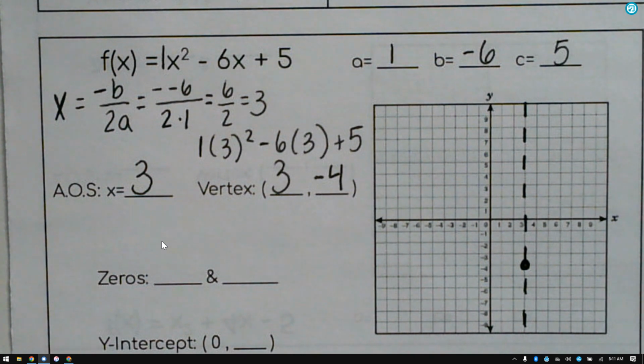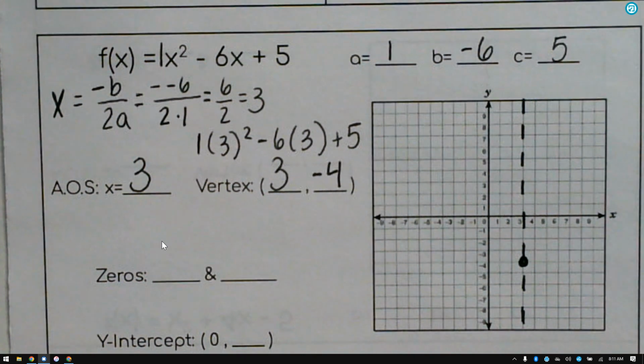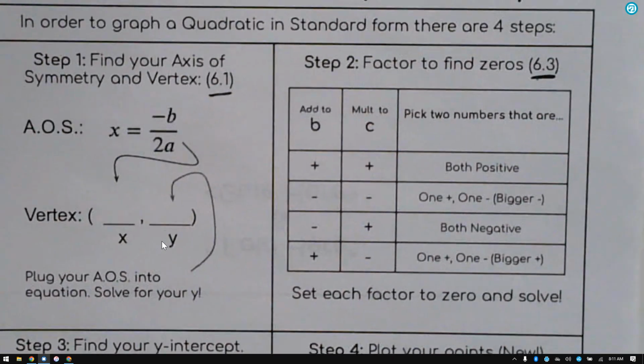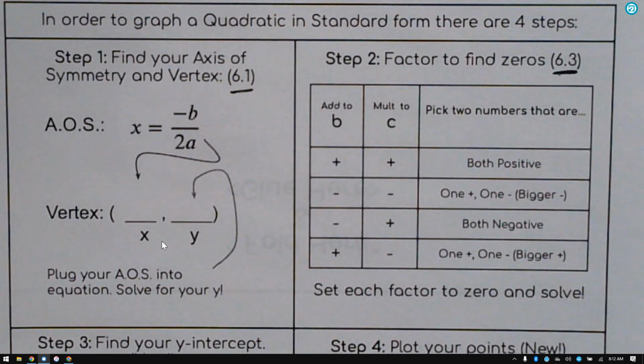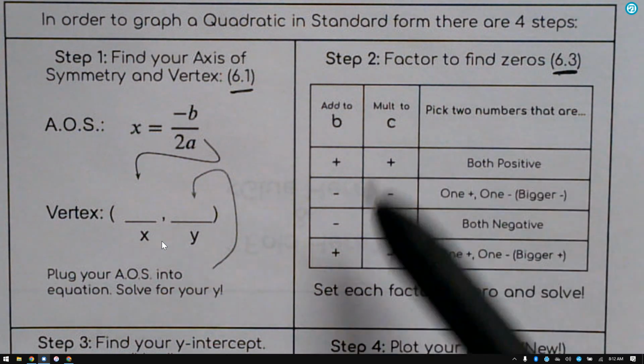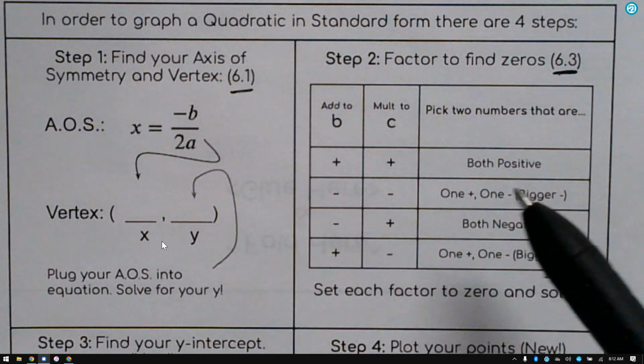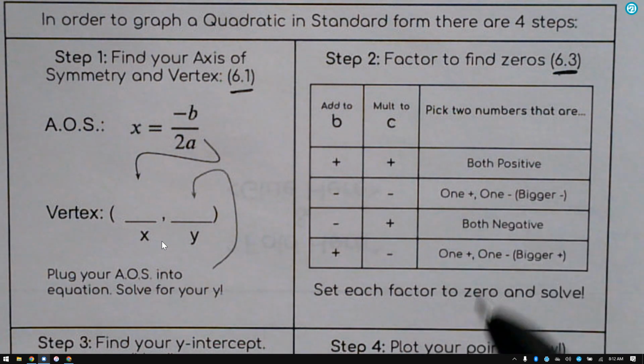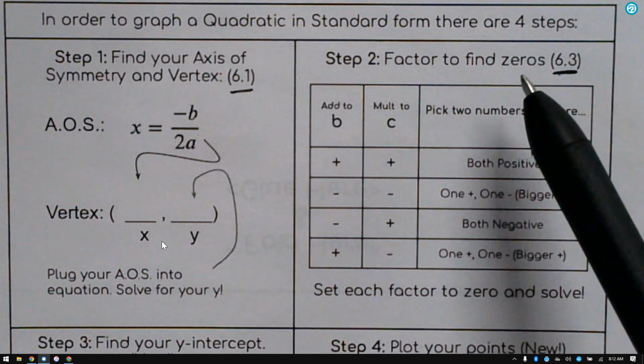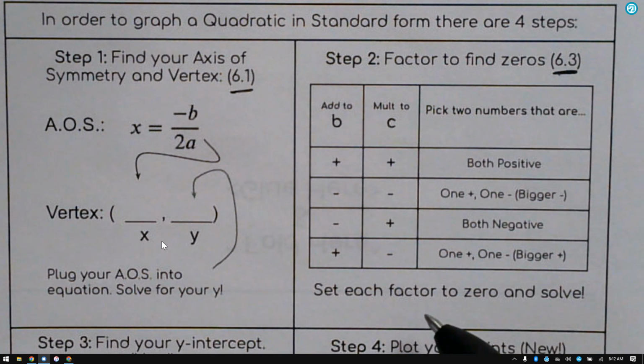Okay, so let's move back up to our little notes section and talk about the next thing that we need to do. So the next thing that we need to do is we need to factor to find our zeros. So we've got our table here, which tells us whether a number should be positive or negative. This is back from 5.6. I just copied and pasted the table, literally. Once we get it factored, we're going to set each factor equal to 0 and solve.